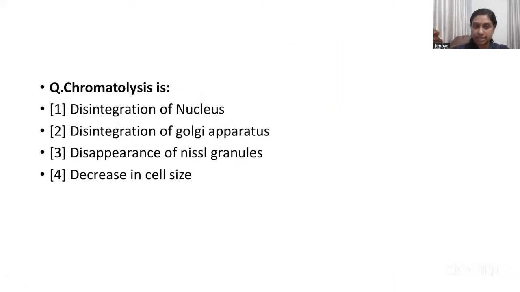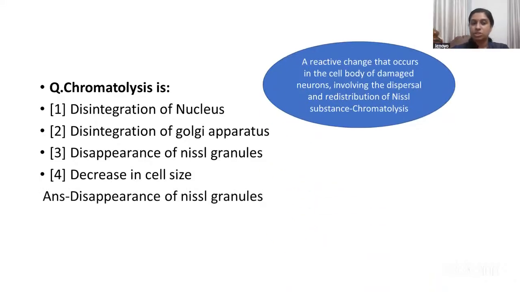Next is chromatolysis. What is chromatolysis? The options are disintegration of the nucleus, disintegration of the Golgi apparatus, disappearance of Nissl granules, and decrease in cell size. The answer is disappearance of the Nissl granules. Chromatolysis is a reactive change due to some stimulus or inflammation. It is a reactive change that occurs in the cell body of damaged neurons, involving the dispersal and redistribution of the Nissl substance. That's what we call chromatolysis.